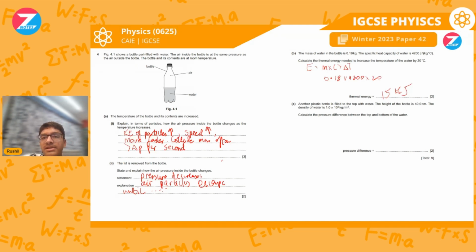Now, another plastic bottle is filled to the top with water. The height of the bottle is 40 centimeters. The density of the water is 1 into 10 to the power 3 kg per meter cube. Calculate the pressure difference between the top and the bottom of the water.